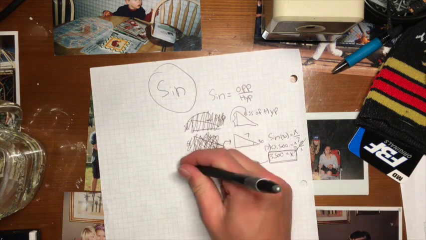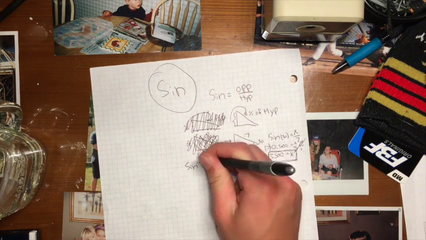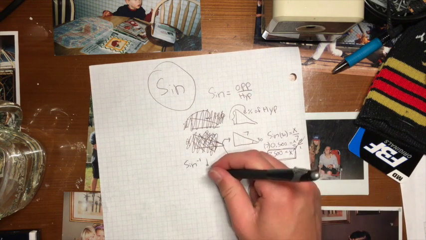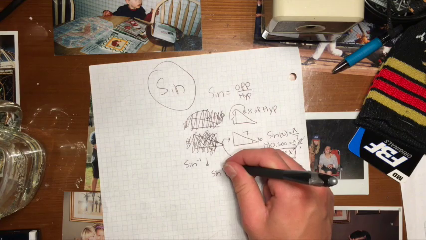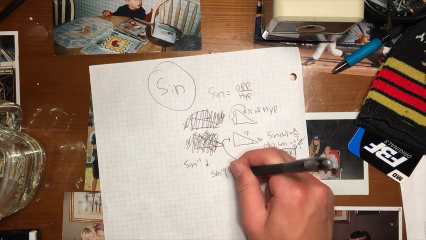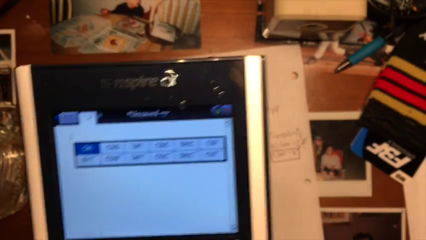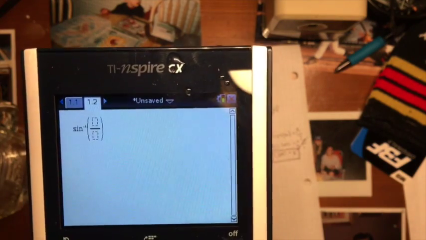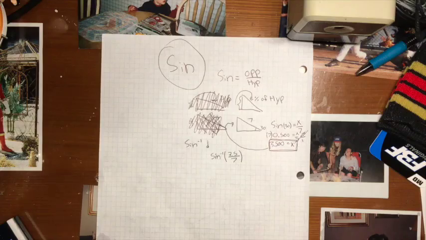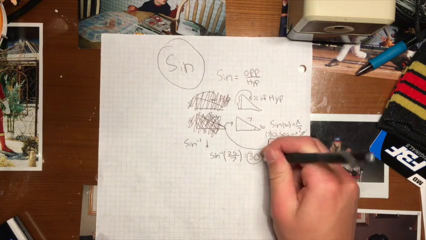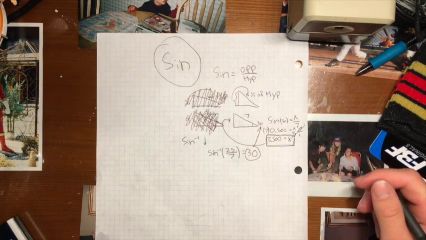You can also use the inverse function for sine. So let's use the same triangle and go 7 and with our newfound side 3.5. Now plug that into your calculator and see what you get. You should get 30. Look, that's the same angle we started out with in the beginning.